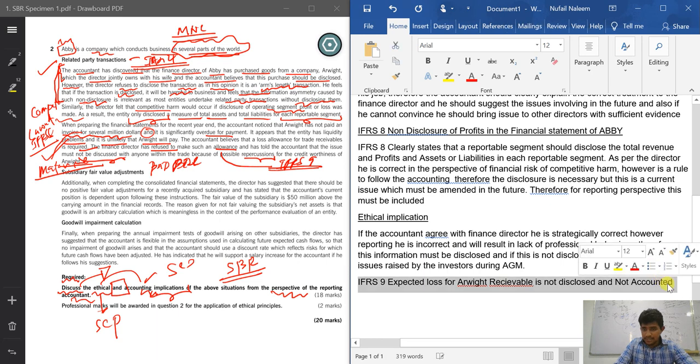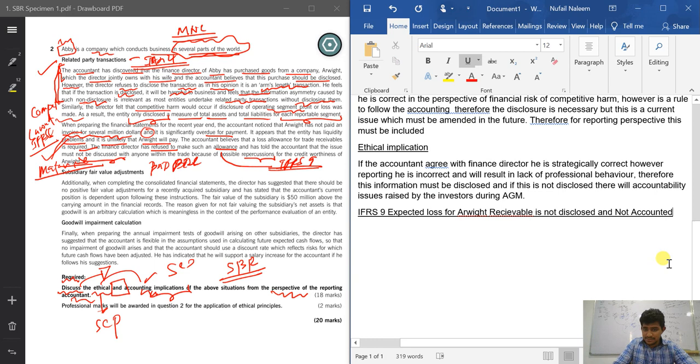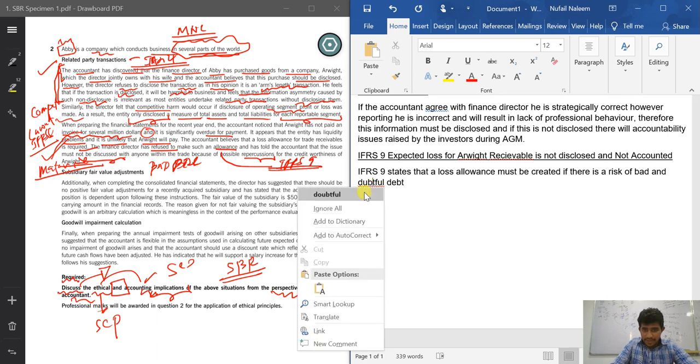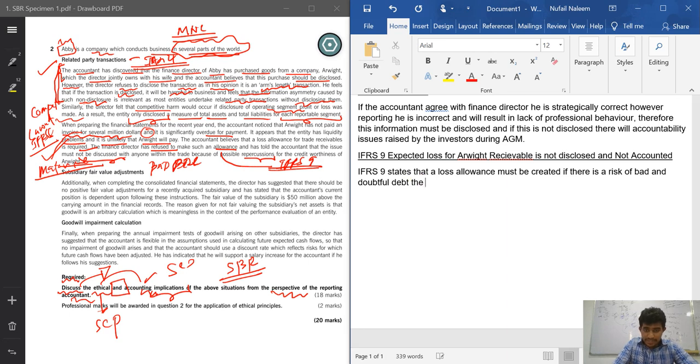Initially I need to start with what, students? State means the standard. What does the standard say? Now see, I'm not writing the standard in detail, I'm just frankly telling the points like a strategic business reporter. I'm saying IFRS 9 states that a loss allowance must be created if there is a risk of bad and doubtful debt. The technique used is the expected loss method.